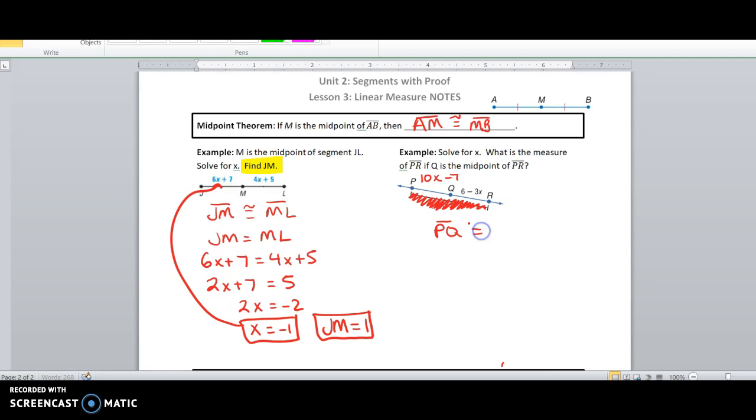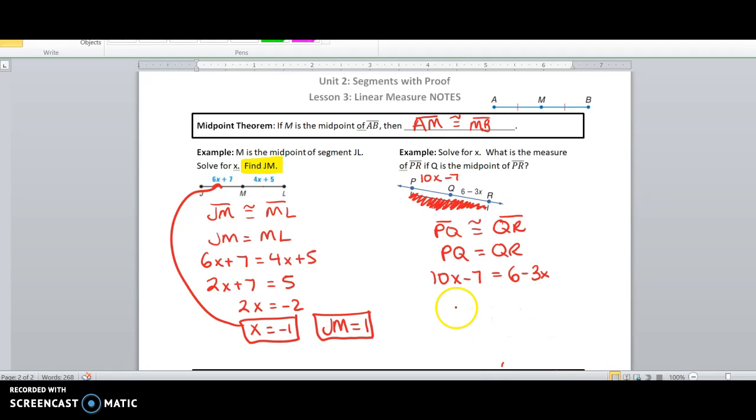All right, so you should have PQ is congruent to QR, which means they are equal, and we can substitute in the equation. If you haven't yet, pause the video and try to solve the rest of this equation.